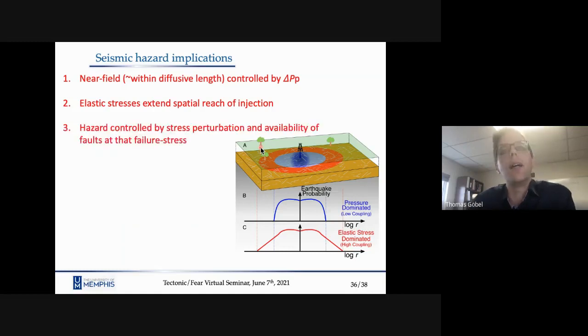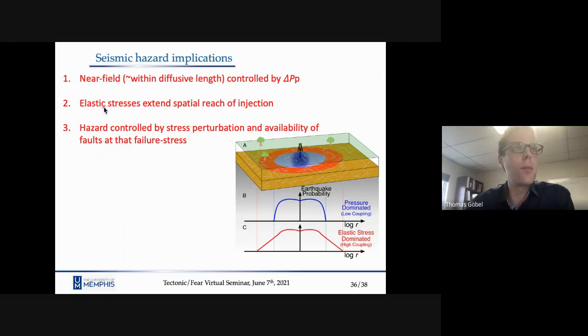So then the hazard, right, that may be sort of an obvious point for the earthquake triggering community, but the hazard is controlled not just by the stress perturbation, but also by the overall volume that's affected. So basically the availability and the number of faults at that particular failure stress.